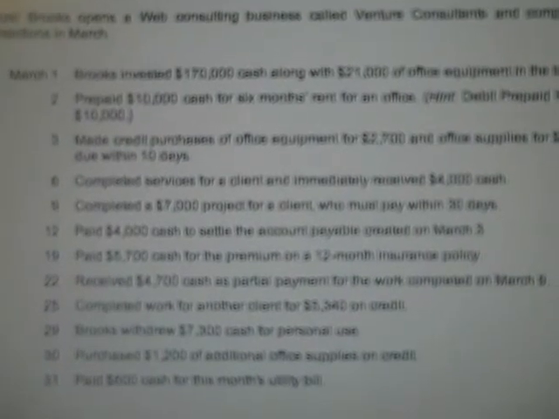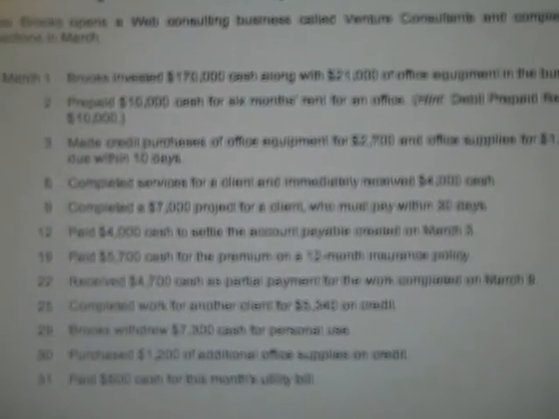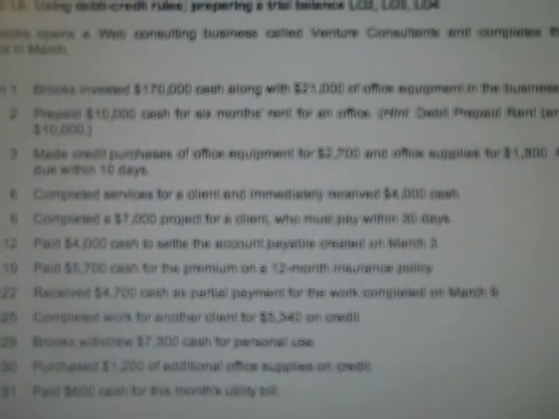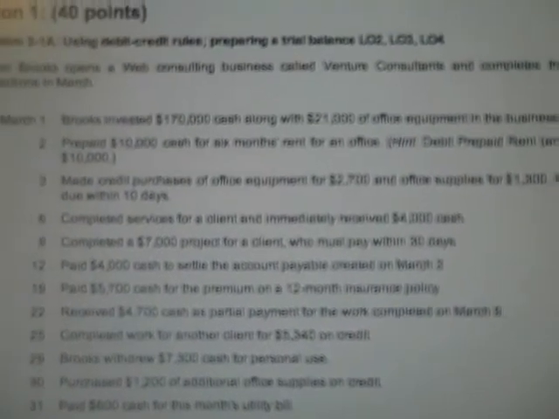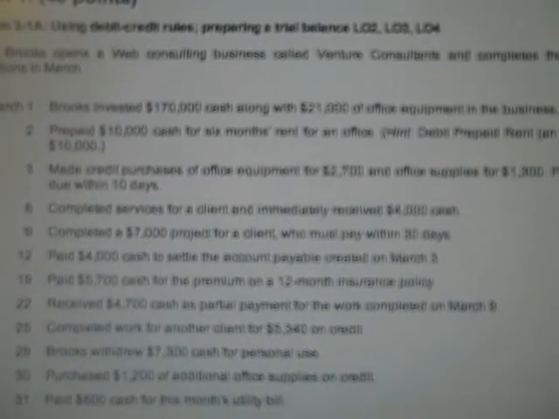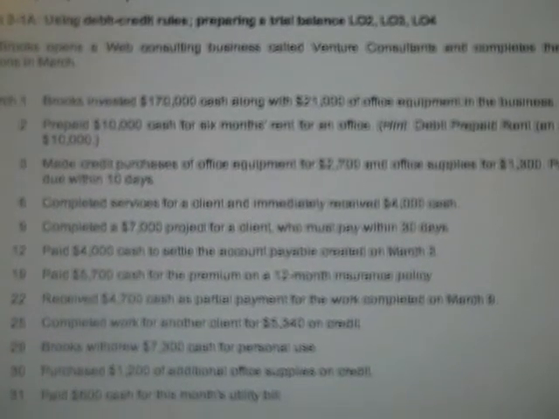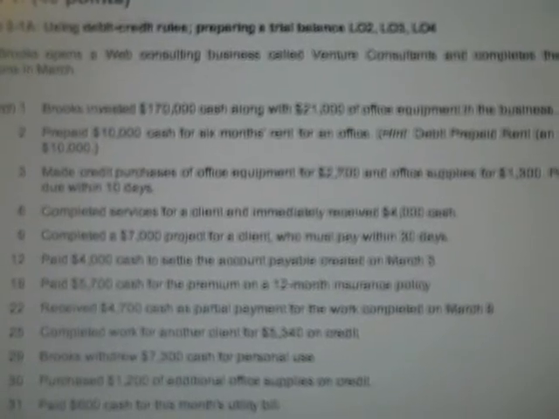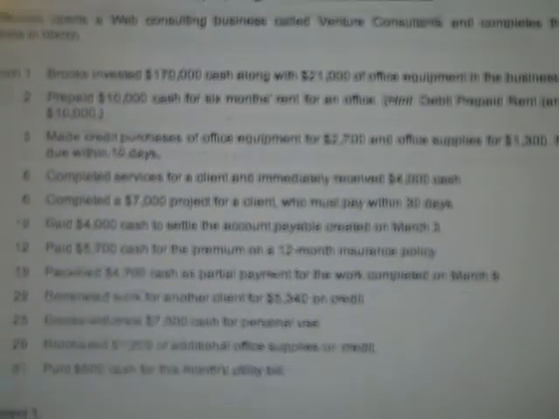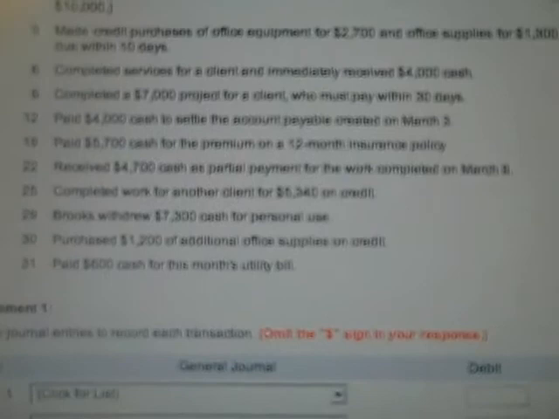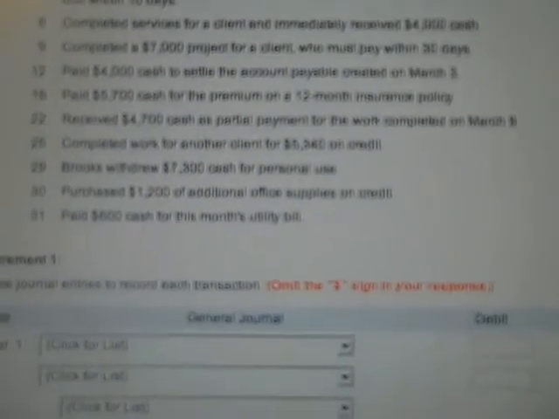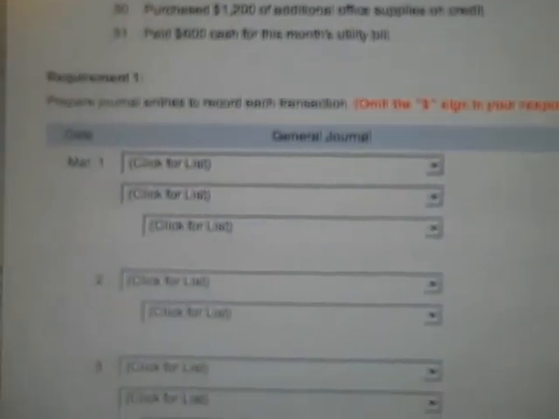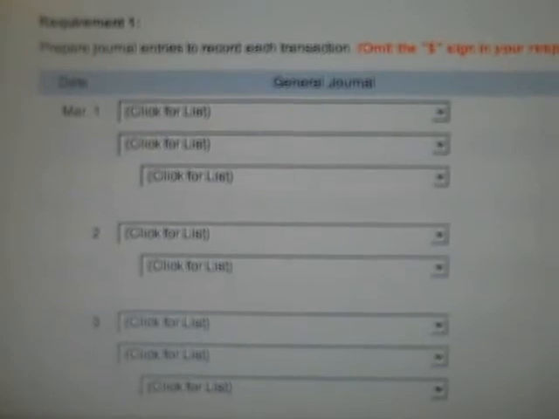Brooks invested $170,000 cash along with $21,000 of office equipment into the business. So what you're going to be asked to do is make up your T accounts, and right off the bat you can see that your various accounts are going to involve cash, which is always a classic that you like, and you're also going to see something like office equipment. So the first requirement asks you to handle these transactions.